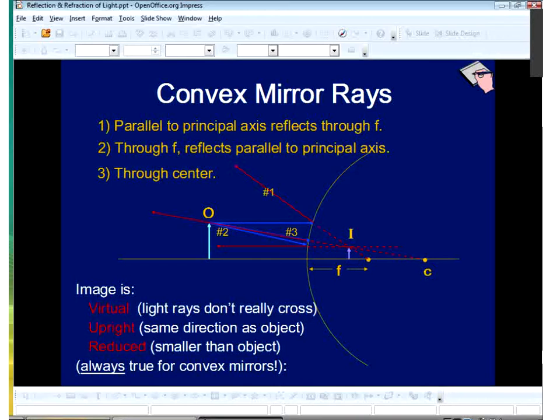Now always true means that's the only case. No three cases here, only one case, for a real object. So if the object is real, you will have a virtual image only, it will be upright only, it will be smaller in all cases, whether you keep the object closer or farther.